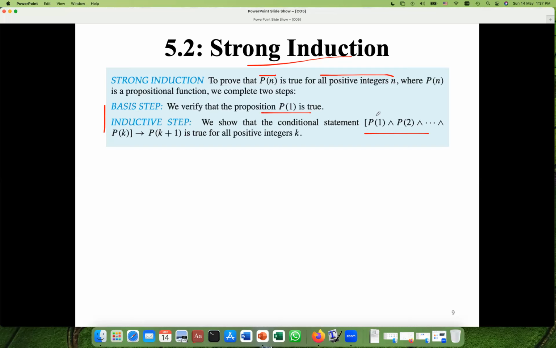But here, you have to start with P. If P of 1 is true, and P of 2 is true, P of 3 is true, up to P of k, and there is a conjunction between them. And when all these propositions are true, then this P of k plus 1 is true, for all positive integers k. So this is the difference.